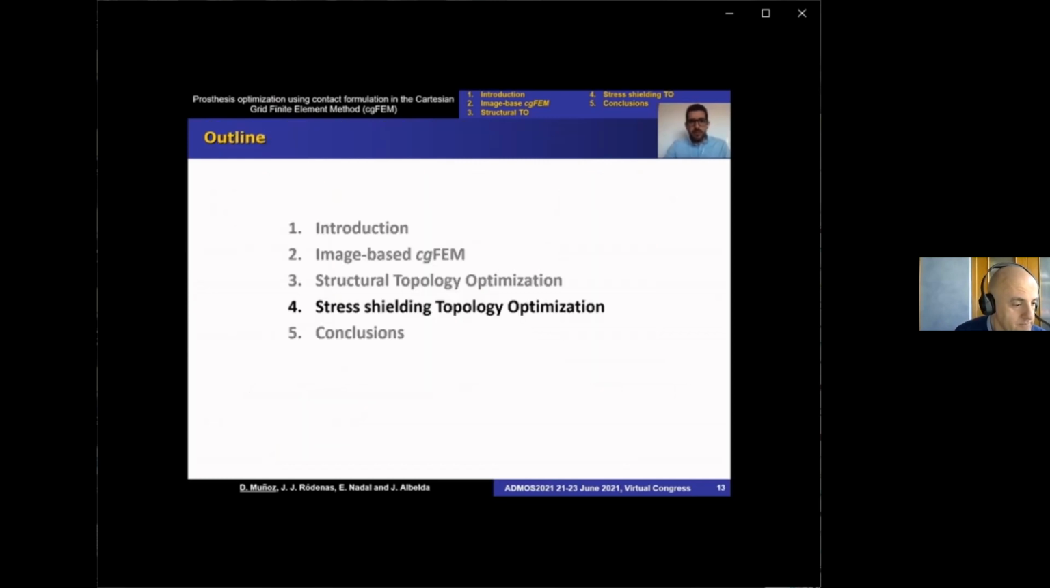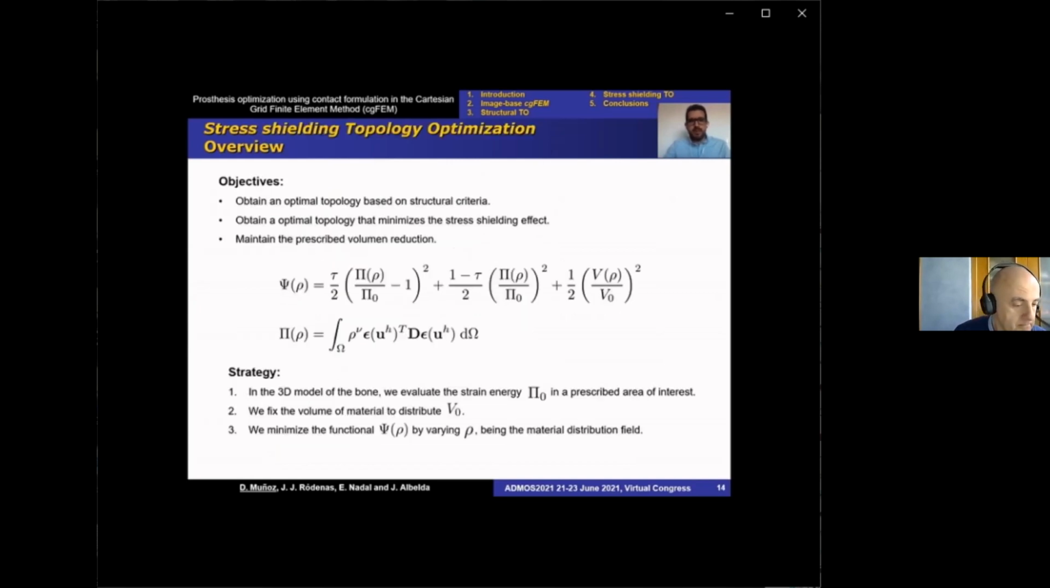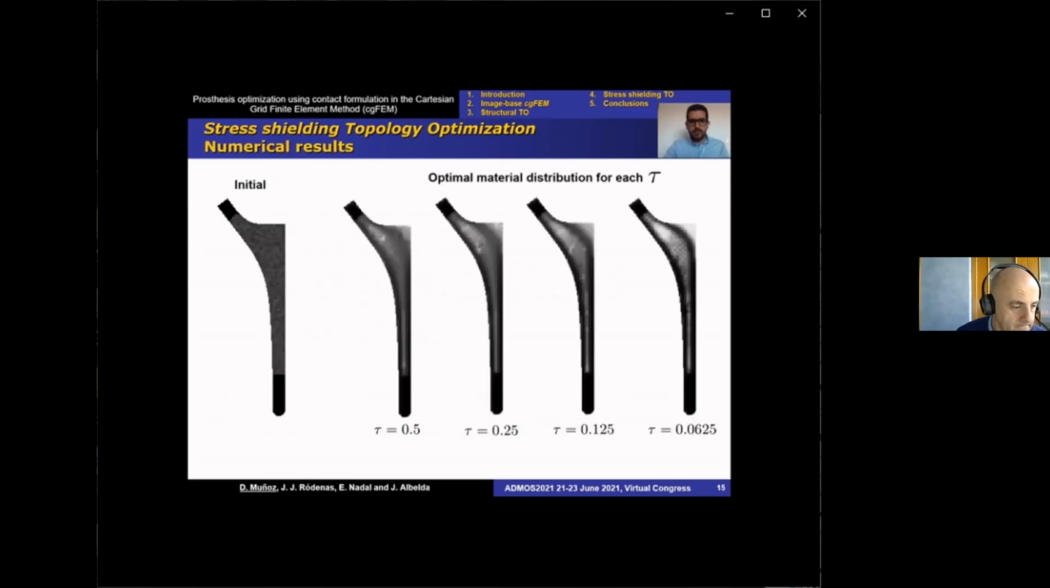To continue, I overview our proposed stress shielding topology optimization and show a 2D example. In this case, the objectives are to find the optimal topology based on structural criteria, the optimal topology that minimizes the stress shielding effect, and a topology that maintains the prescribed volume reduction. The idea behind the proposed loss functional is to obtain a similar state of energy in the implant and in a prescribed area of interest of the bone. Here I show you some numerical examples of the results depending on the value of the weighting factors.